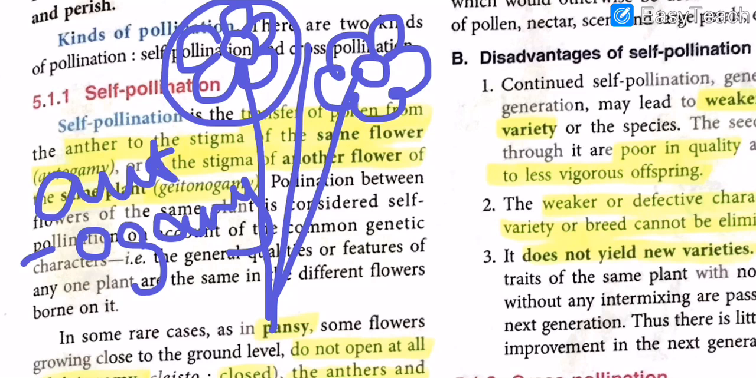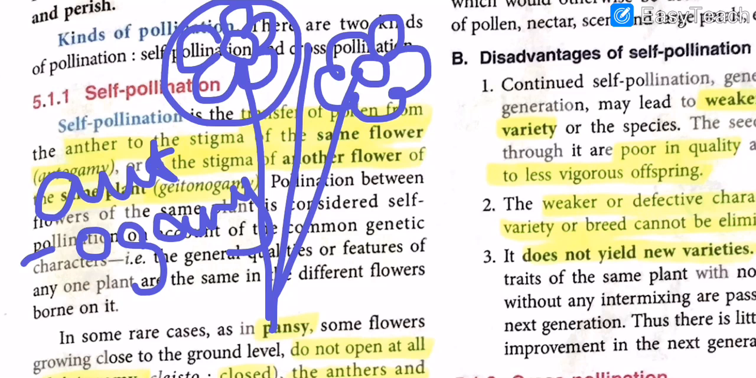Now, in some rare cases, as in a plant called pansy, some flowers growing close to the ground level do not open at all. In these special cases, we call these flowers cleistogamous. This means it doesn't open. It is completely closed, like shut.